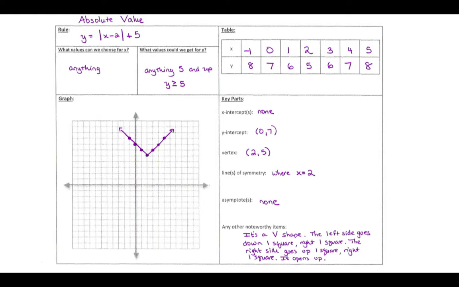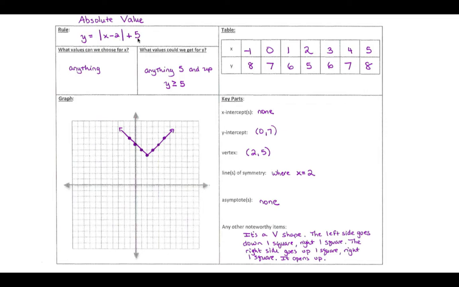So I could choose anything I want. Now, the problem is, though, all of my answers for y, because I'm going to subtract 2 and make it positive, then the absolute value bars are going to produce a positive answer. In fact, the smallest number that part of the rule, this part here with the bars, could produce is 0. And then I'm going to add 5 to whatever it is.